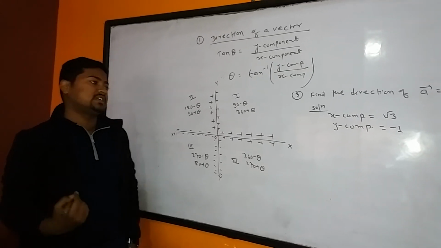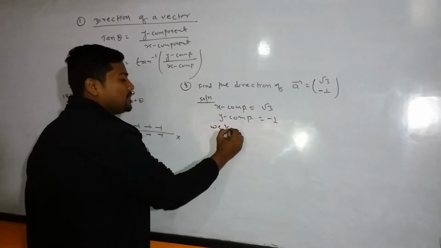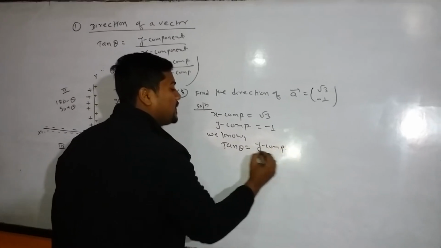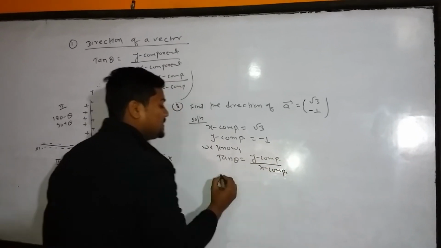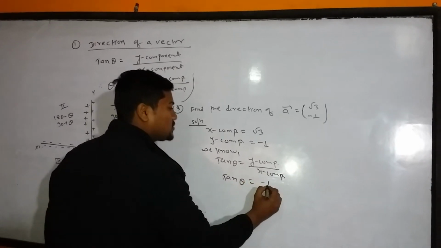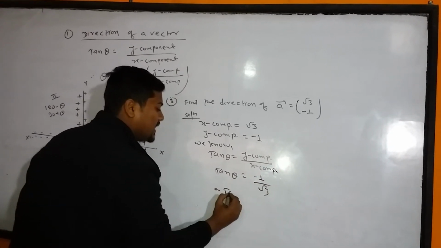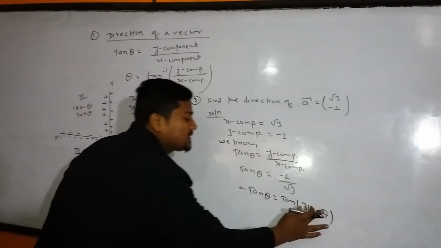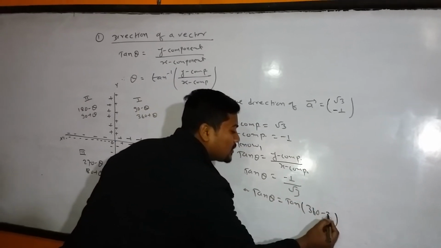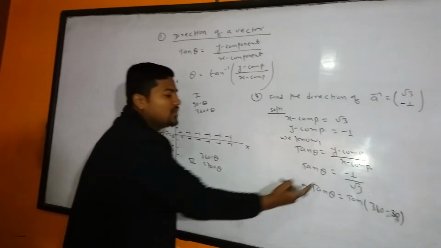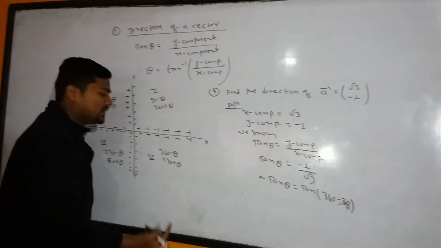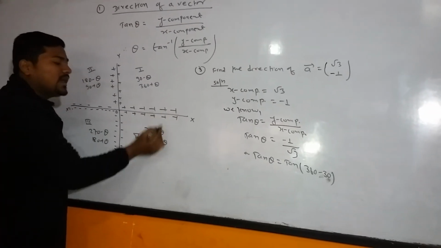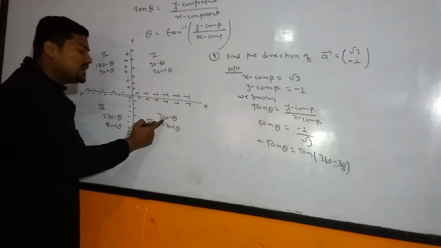Here the answer must be below 360 degree. So first of all, we know the formula: tan theta is equal to y component upon x component. Tan theta is equal to minus 1 by root 3, or tan theta is equal to what we can write? Tan of 360 minus theta. Which means 1 by root 3, so theta means 30 degree. So why 360 minus 30 degree? Because here the x component is positive and the y component is negative. It lies in the fourth quadrant. That's why 360 minus theta.